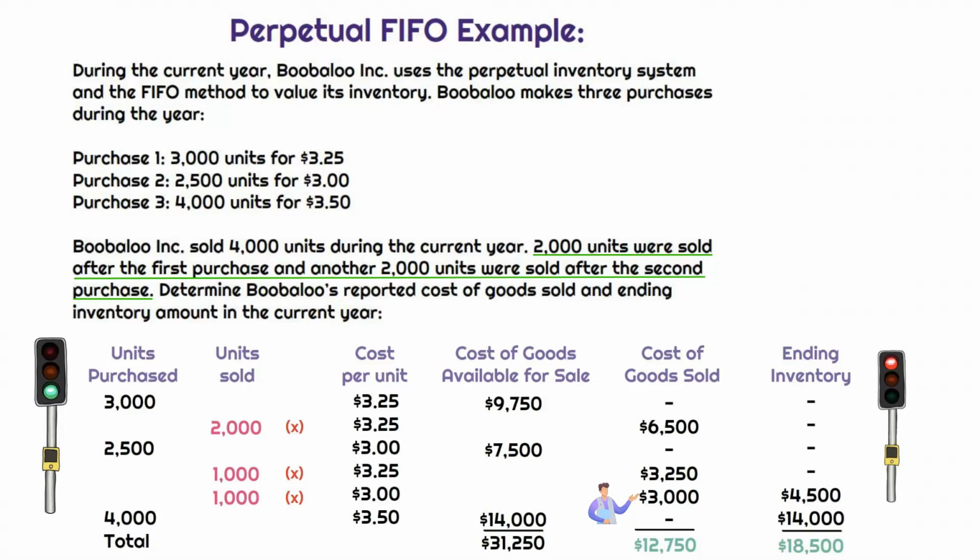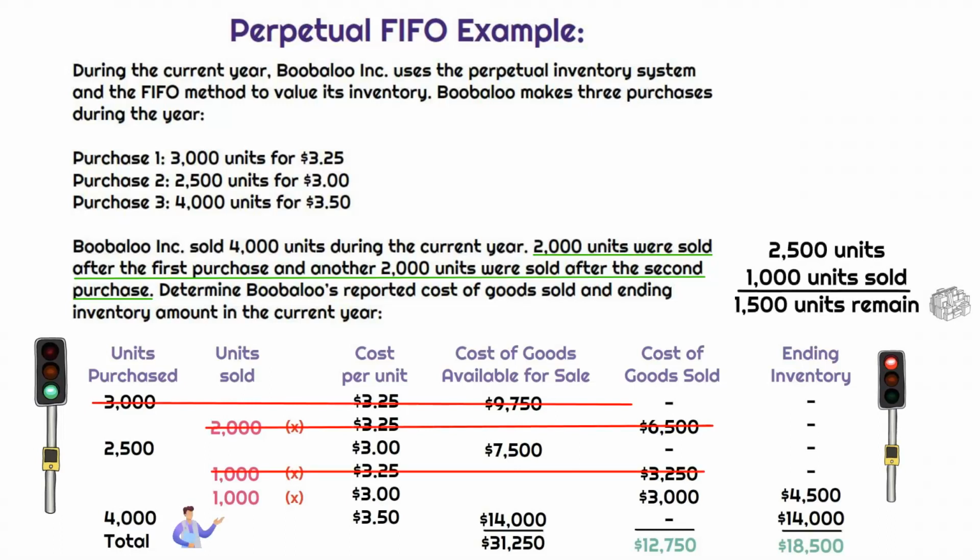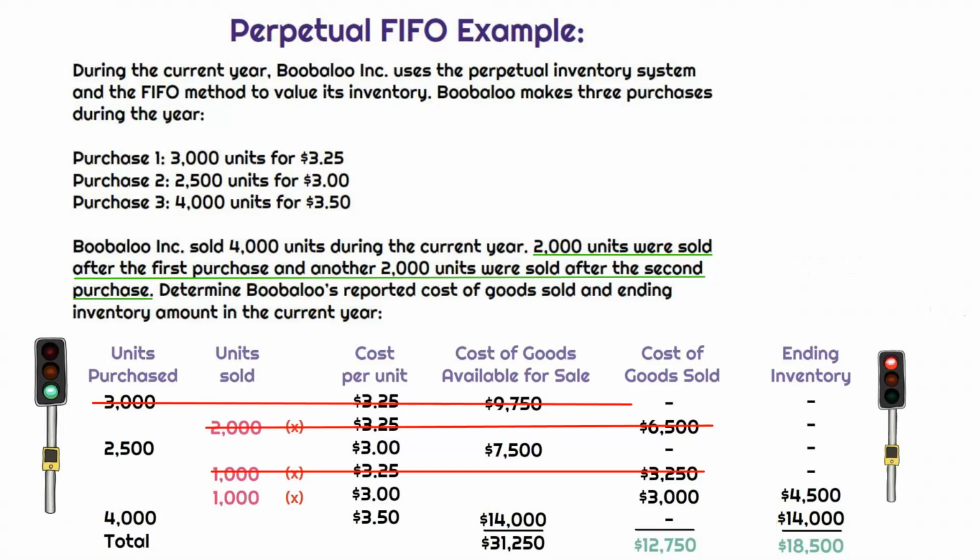We've now exhausted all 4,000 units that have been sold, so we can calculate our ending inventory. From purchase 1, no units remain, so there's no ending inventory. From purchase 2, 1,500 units remain. We sold 1,000 of the 2,500, and that's what's coming off the books. So 1,500 will still be valued at $3 per unit, which gives us an ending inventory balance of $4,500. And the entire 4,000 units from purchase 3 will be considered ending inventory, since none of this was sold. So 4,000 units would be recorded as ending inventory at $3.50.